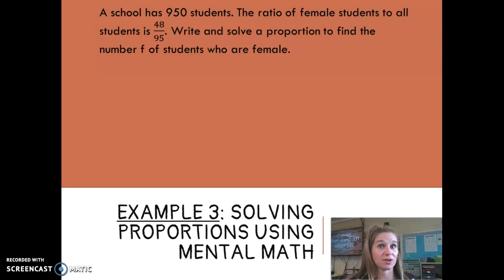So you're going to take two ratios and set them equal to each other to find the number F of students who are female. So the F is representing female students. And remember that that original ratio was female students to all students was 48 to 95.